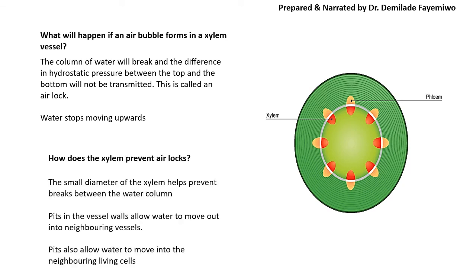First of all, the xylem diameter is very small, and because it is small, it prevents the water molecules from being able to make room for an air bubble, because the molecules, remember, are cohesive, so they continue to move together. The xylem vessels also have these things we call pits, and pits will allow water to move into neighboring vessels, so that even if there is an airlock in one xylem vessel, the other xylem vessels are still able to transport water. Pits will also allow water to move into neighboring living cells, those are the plant cells in the different parts of the plant, so it ensures overall an efficient transport of water.